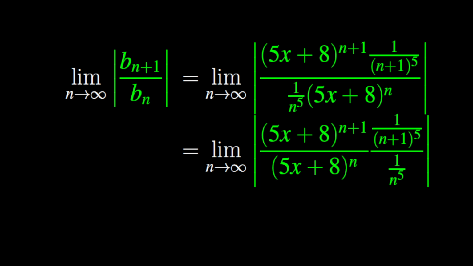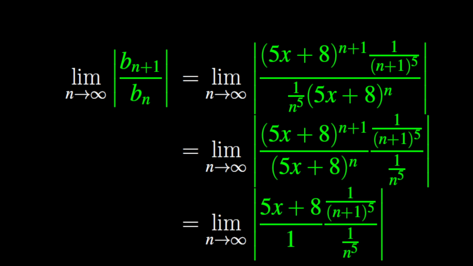The limit of the ratio can be reorganized as the limit as n goes to infinity of the absolute value of the fraction (5x + 8) to the power n plus 1, over (5x + 8) to the power n, times the fraction 1 over (n + 1) to the power 5, over 1 over n to the power 5. This is the same as the limit as n goes to infinity of the absolute value of the fraction (5x + 8) over 1, times the fraction 1 over (n + 1) to the power 5, over 1 over n to the power 5.